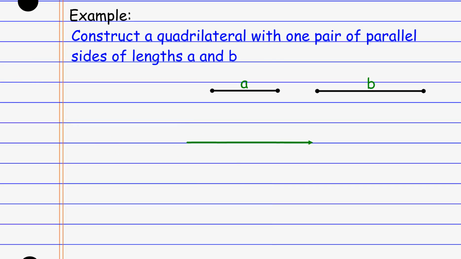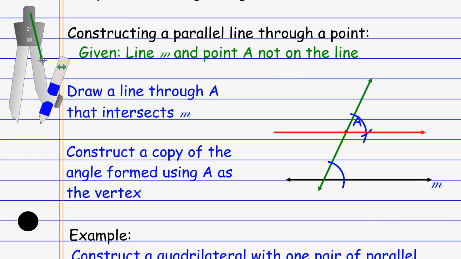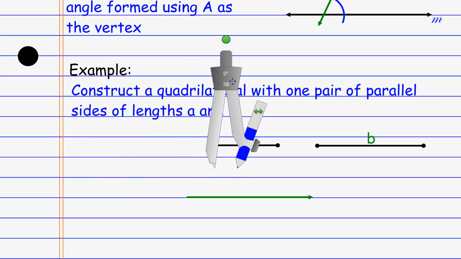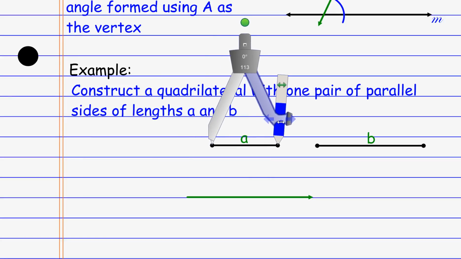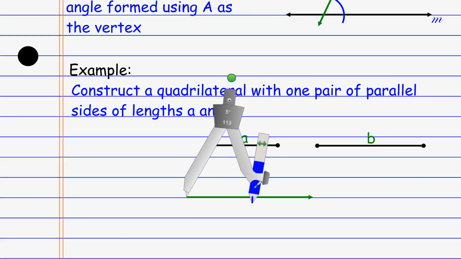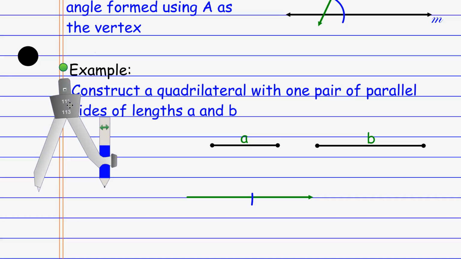And then I transfer the measurement from something like segment A. So let me grab my compass so I can transfer this measurement. So remember, to transfer this measurement, I just measure A using my compass. And now I transfer that measurement down here. So now what I have is a segment that has a length of A. So this segment right here is length A.